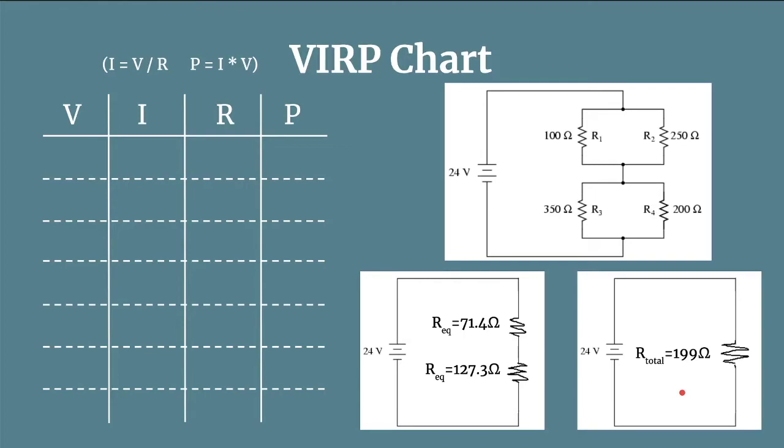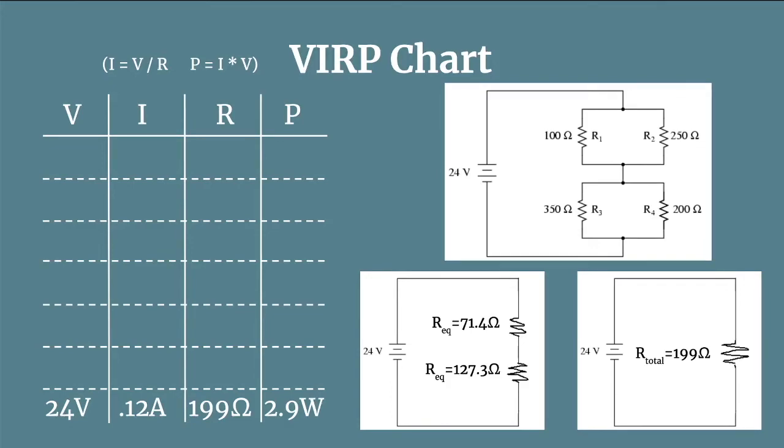We know that voltage equals 24 volts and resistance equals 199 ohms. So we can find current using I equals V over R. From here, find power using P equals IV, and we get these values. We are filling them into the end of our table because they are the totals, so we're going to be checking other values against them.